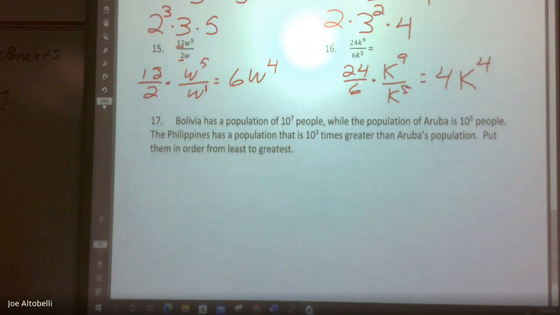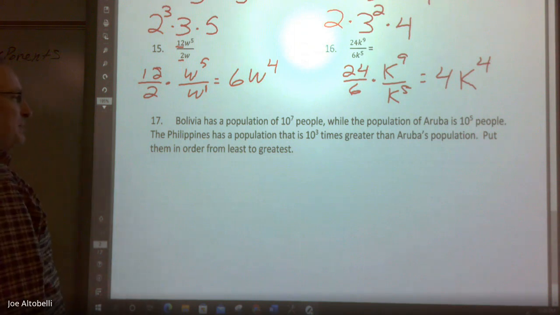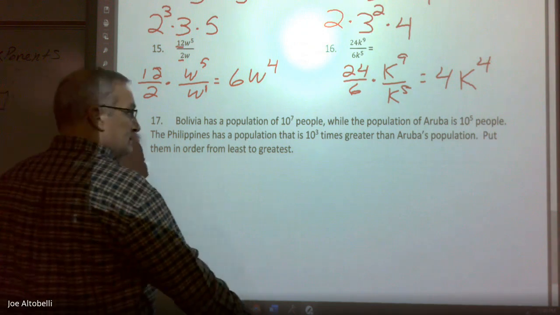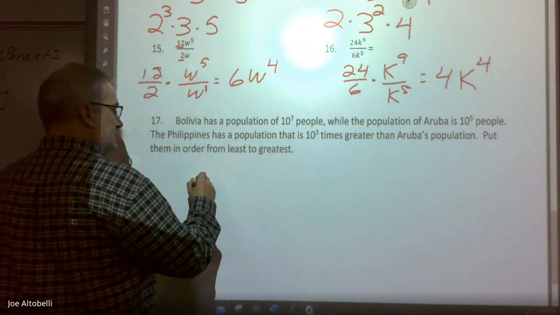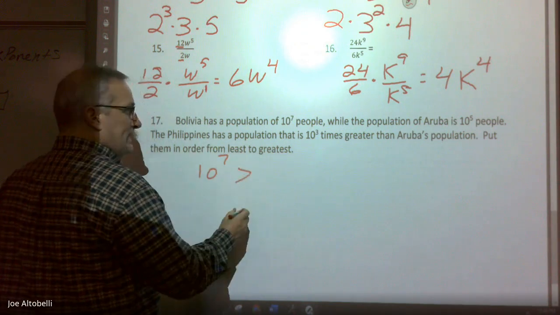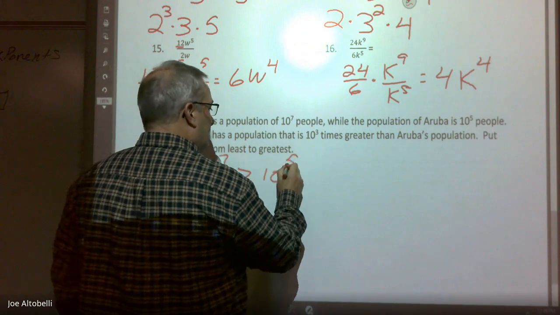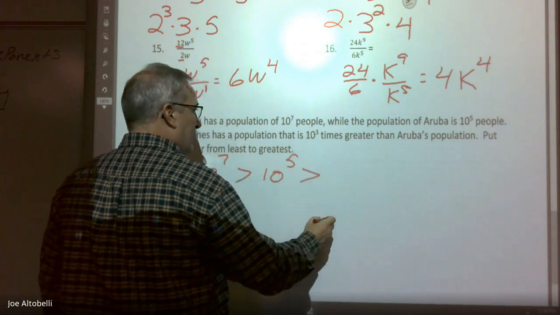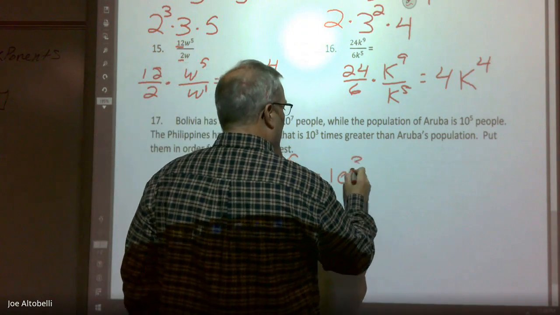Bolivia has a population of 10 to the 7th people. Write the population of Aruba as 10 to the 5th people. The Philippines has a population that is 10 to the 3rd times greater than Aruba's population. Put them in order from least to greatest. Well, 10 to the 7th is greater than 10 to the 5th, which is greater than 10 to the 3rd.